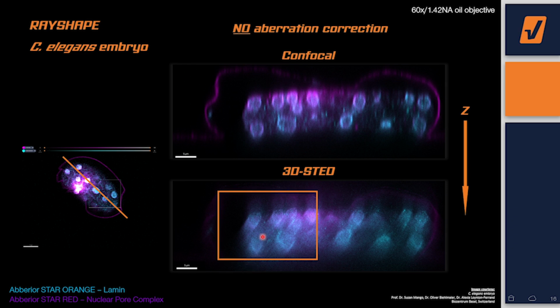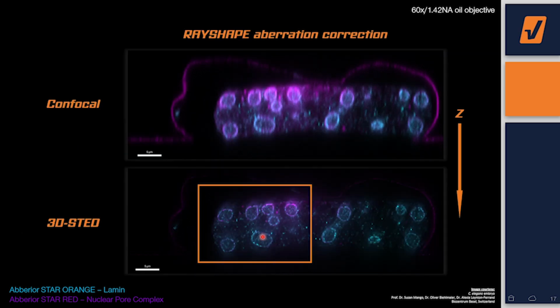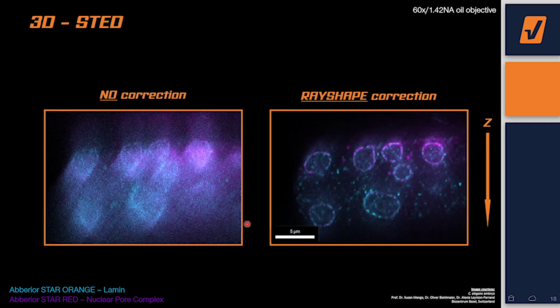But if we apply RAYSHAPE, we get those images. So even confocal looks much better, and we get a really, really nice 3D-stat image here across the whole sample depth. Here we have that in direct comparison, so 3D-stat without any correction, you basically don't see anything. But with RAYSHAPE aberration correction, we get a nice staining of our nuclei here.